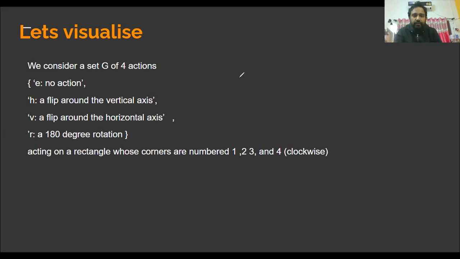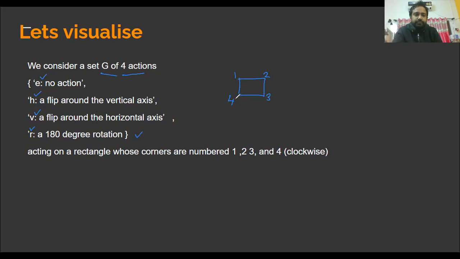So we have a rectangle with the corners labeled 1, 2, 3, and 4. And we have a group. It has 4 elements or actions. E, which does no action. H, which does a flip around the vertical axis, also known as a horizontal flip. A V, which does a flip around the horizontal axis, also known as a vertical flip. And R is a 180-degree rotation, right?